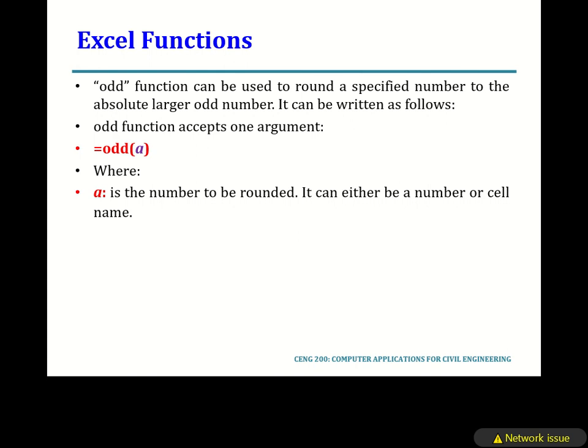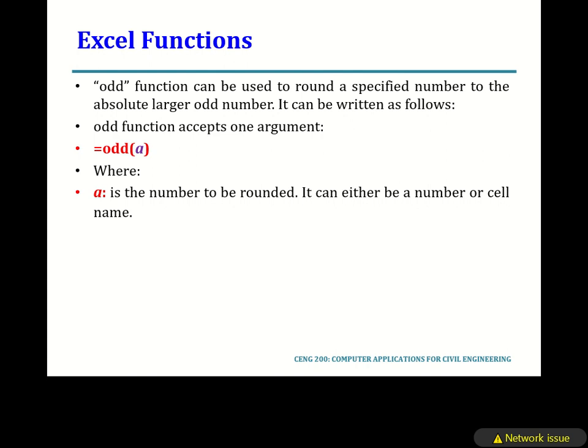1.3 is not odd. Odd is what? 1 or 3. 1.3 is not odd, it's something in between. So it will round up to what? 3. Always round up. Odd will always do round up. So odd 1.2 will give you 3. Got it?